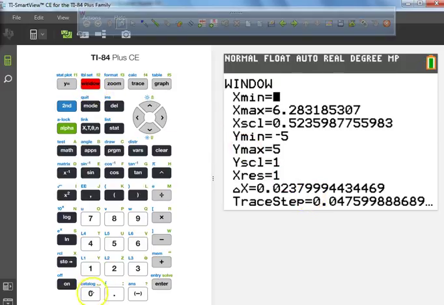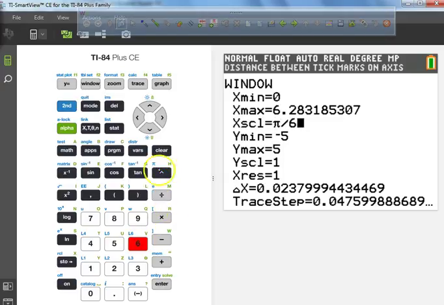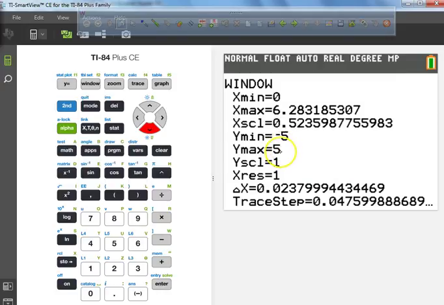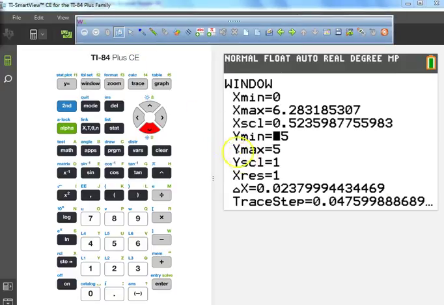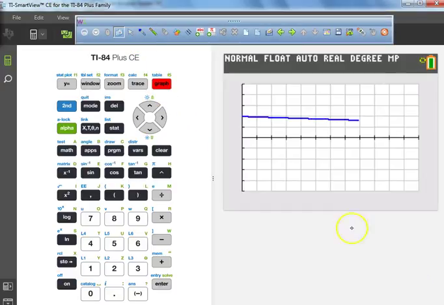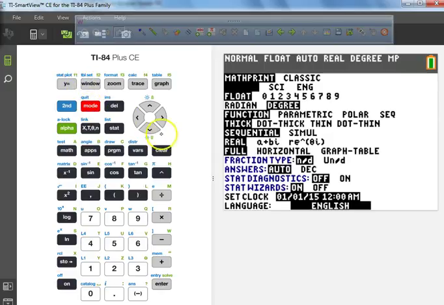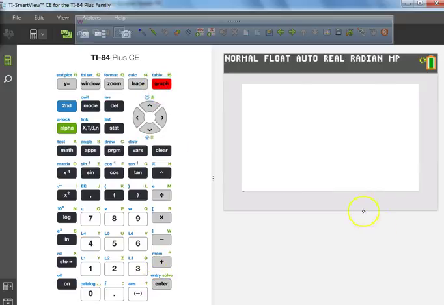Go to your window. What I'd like you to do is go from 0 to 2 pi. This is where it's going to be tricky. By the way, what was our first answer? Our first answer was pi over 6. So make the x scale pi divided by 6, and it'll make more sense. You can keep your y minimum at -5, your y maximum at 5, your y scale 1. Now look what happens when I graph it. Oh, you know what? I've got to change my mode back to radian mode. My bad. Otherwise the graph won't be functioning. There we go.